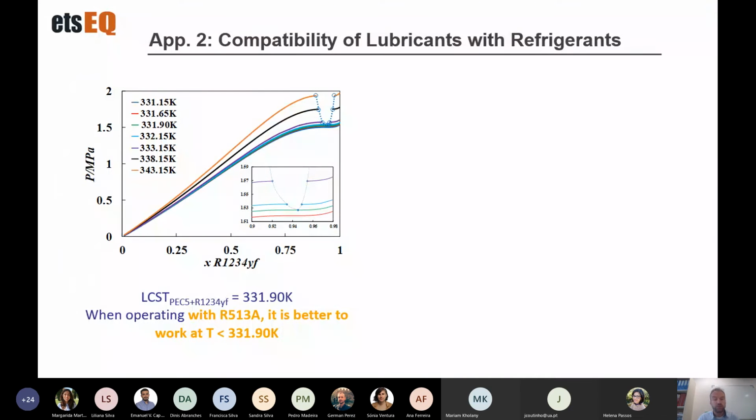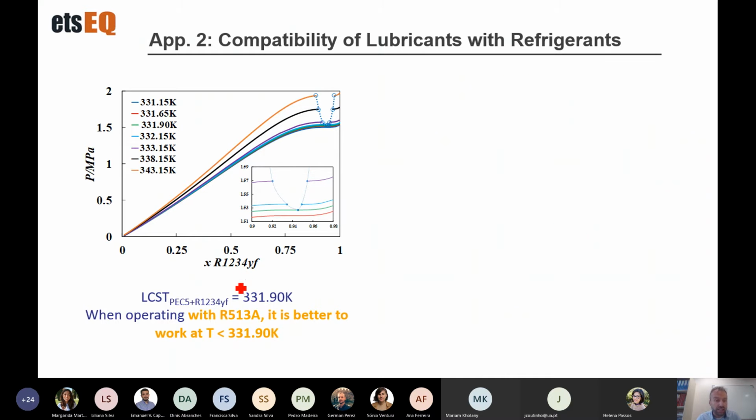Here we refine the previous calculations that we had, obtaining a lower critical solution temperature of 331.9. These are predictions, again, based on our previous model. And what we know now is that if we want to avoid any cycle, it is recommended to work below this temperature in order to be sure that we do not have any miscibility gap.